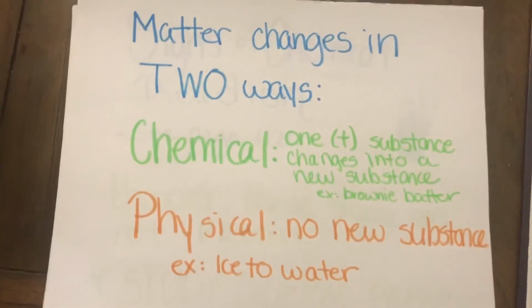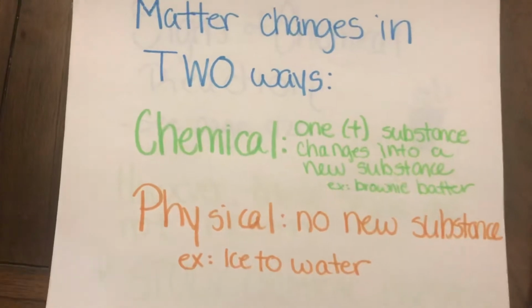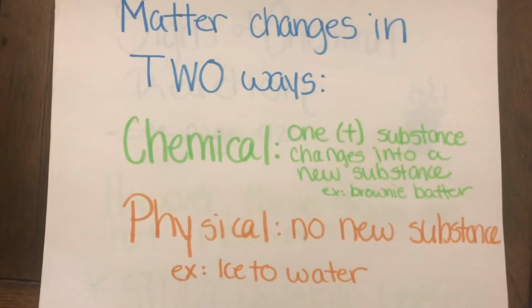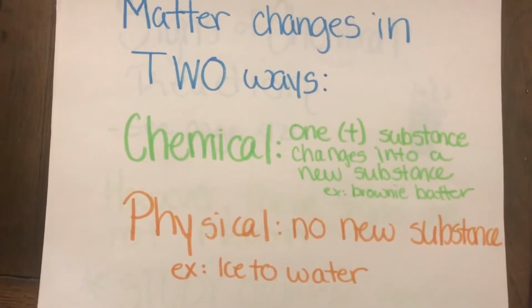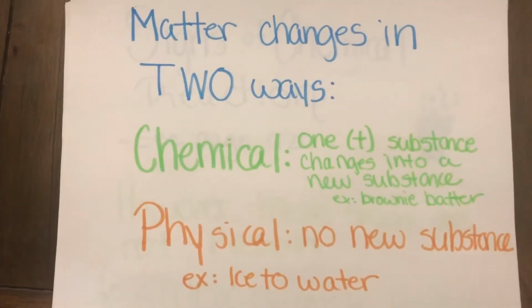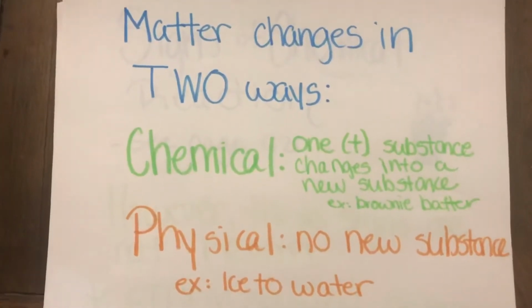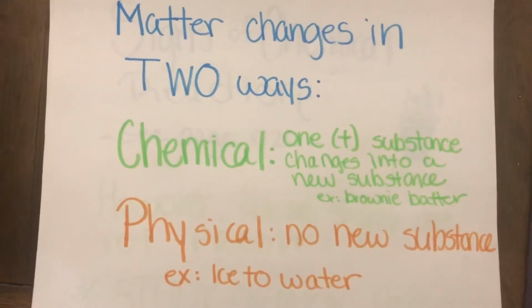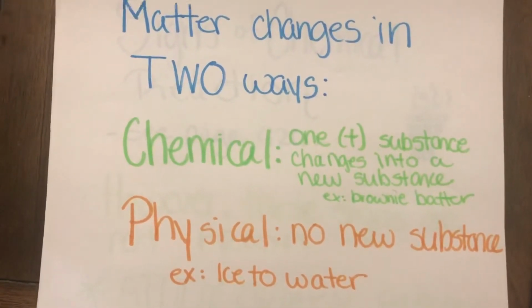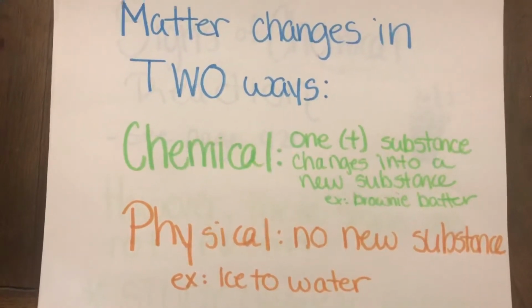All right, so the first thing we want to review is how matter changes. If you recall from previous cycles, we learned that matter changes in two ways. It can change physically when there's no new substance occurring. It's just changing in its state. For example, ice changing to water, or water turning into gas when it boils. Or it can be a chemical change. That's when one or more substances changes into a brand new substance. So when you take brownie batter and you bake it, and it turns into brownies, that's actually a whole new substance. We'll talk about that more in a moment.